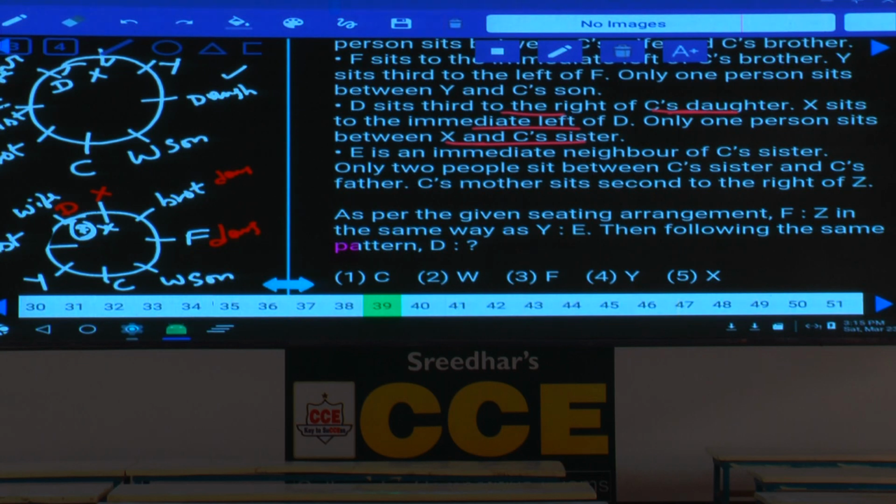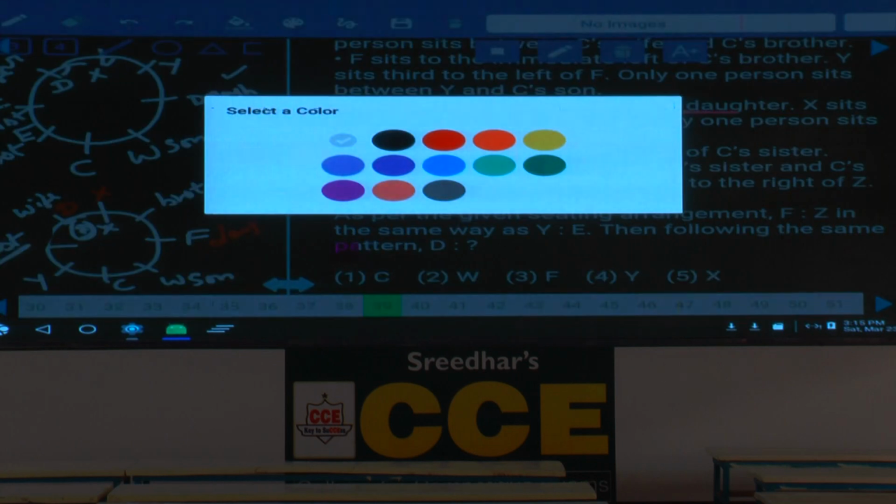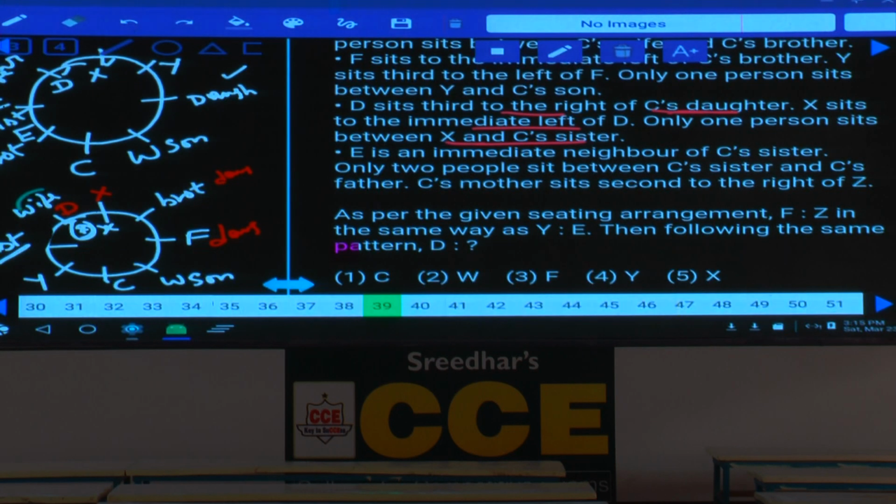Only one person sits between X and C's sister. E is an immediate neighbor of C's sister. As E is an immediate neighbor of C's sister, in the first case E is the brother. In the second case, E is an immediate neighbor of C's sister. Is it possible that the sister is at this place? As the sister is here, this E must be in this place or in this place.